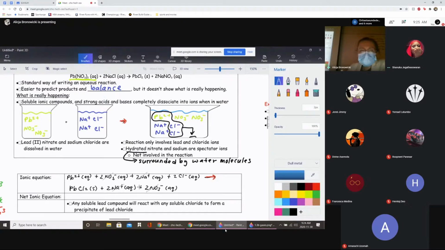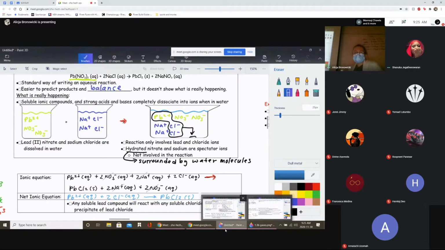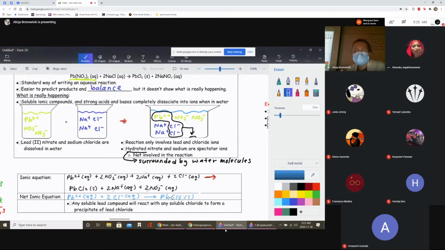And then my reaction becomes Pb2+ plus 2 Cl- gives me PbCl2. Then that's it. Okay, so this equation that I wrote in blue, that is my net ionic equation.